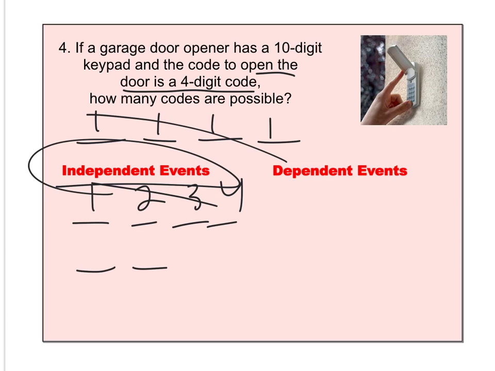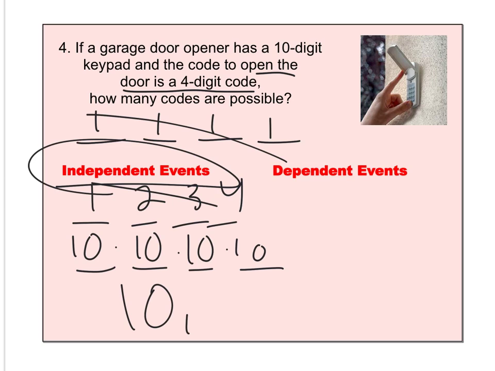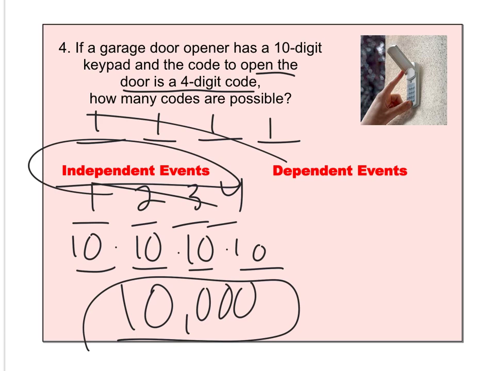So for 4 digits, 10 choices, 10 choices, 10 choices, 10 choices. So 10 raised to the 4th power, which is going to be 10,000 possible combinations. All right, notice: 4 digits. How many spots, and how many options do I have for each part?